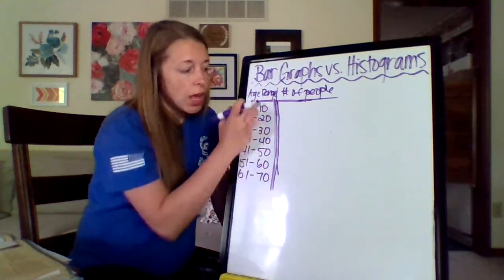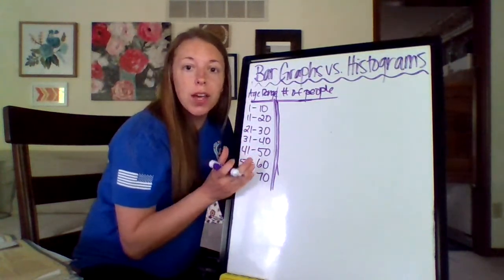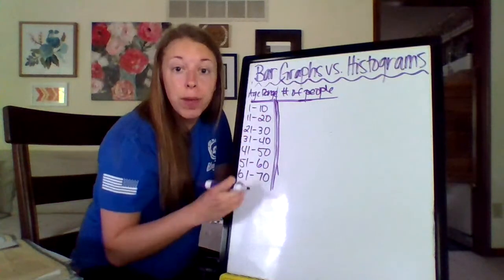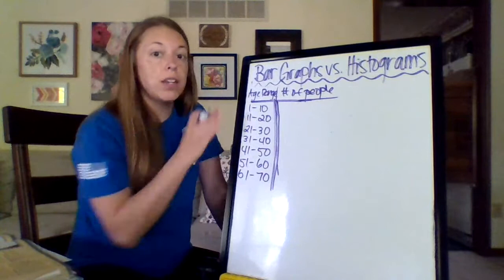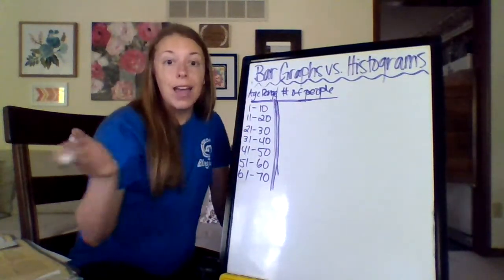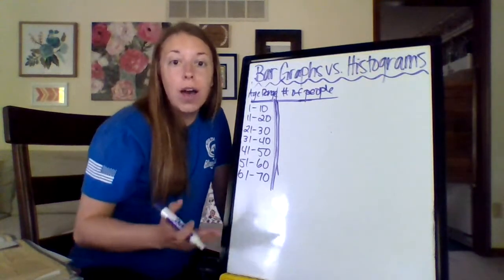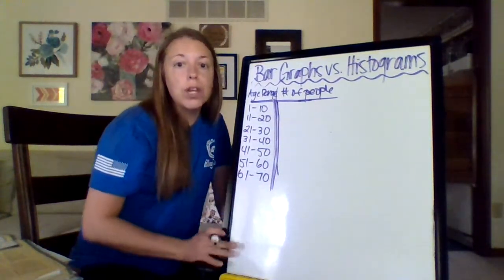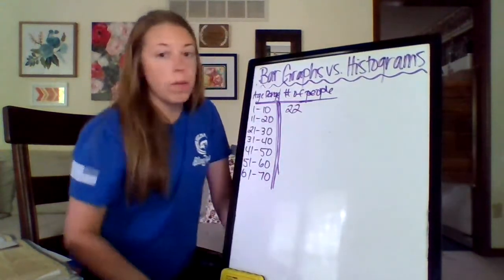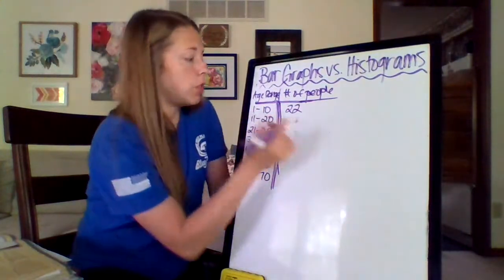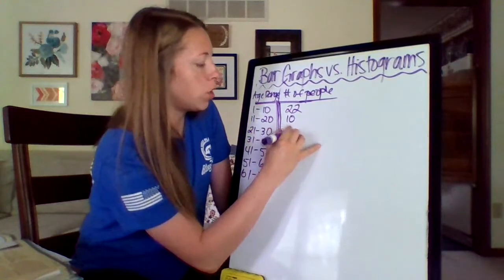Okay, these a lot of times are created by you. You get to pick the groupings of how you want to group the people. So in this example, I just picked doing 10 years in each group. Okay, and then you count how many people are in each one of those groups. So in 1 to 10, maybe there were 22 people. Okay, and 11 to 20, there were 10. 21 to 30, there were only 2.